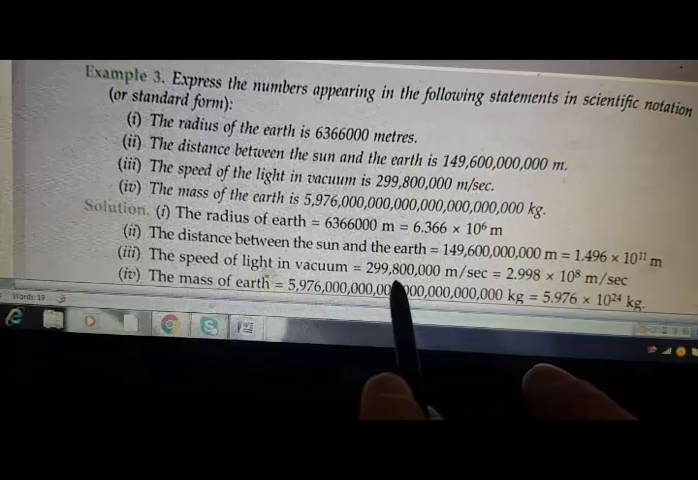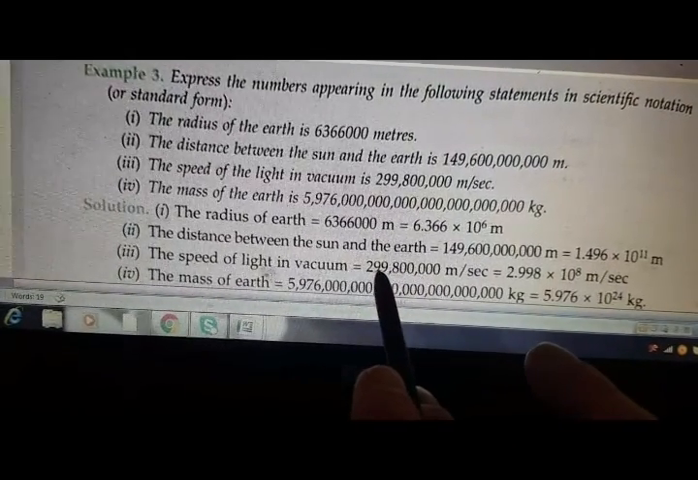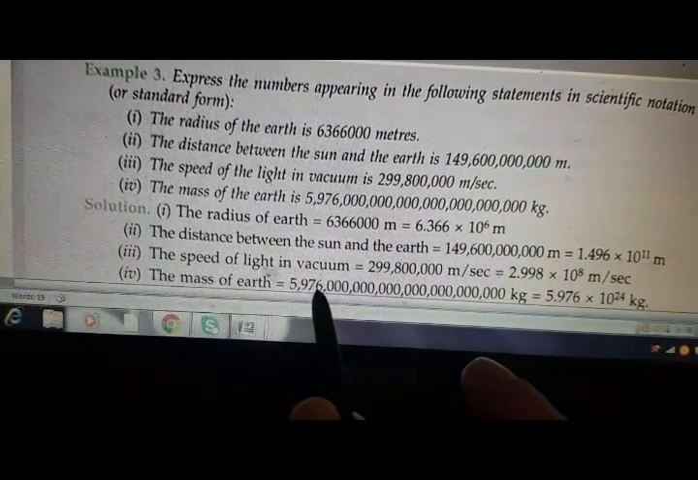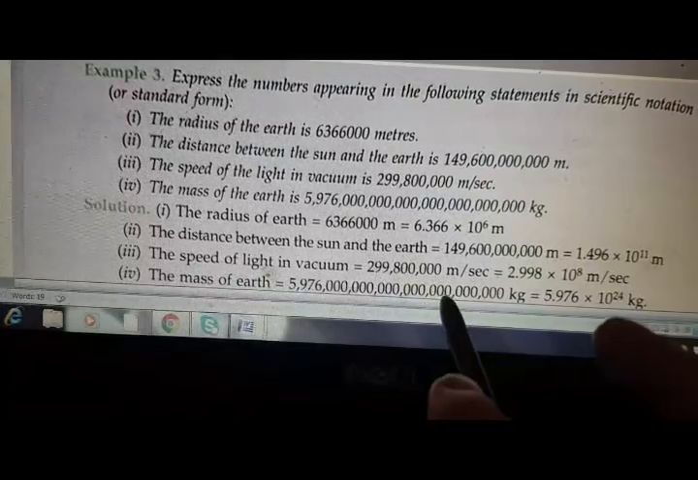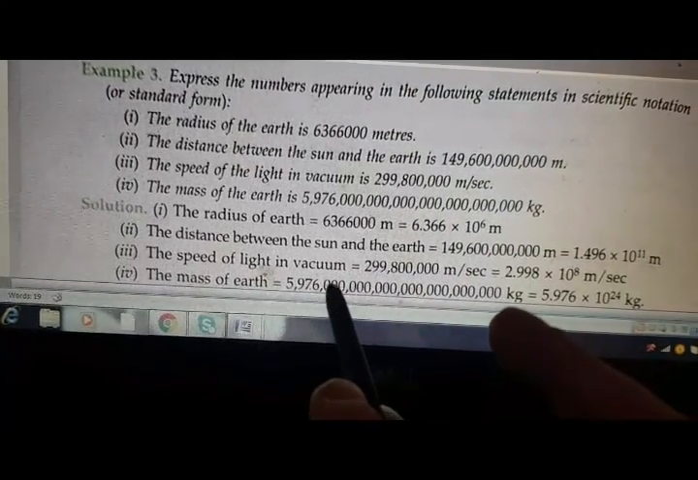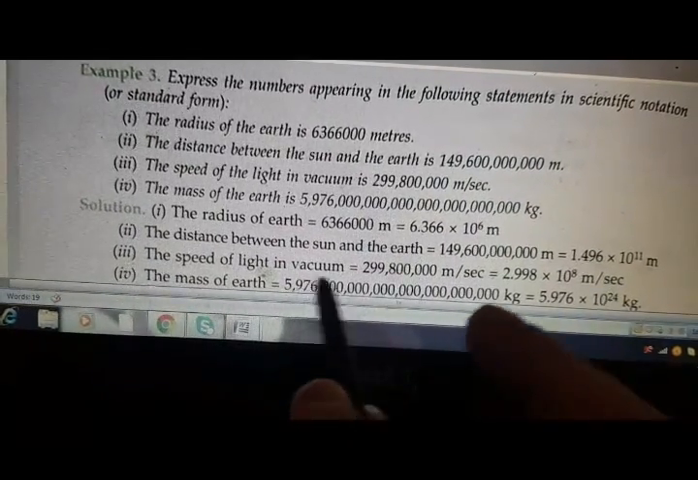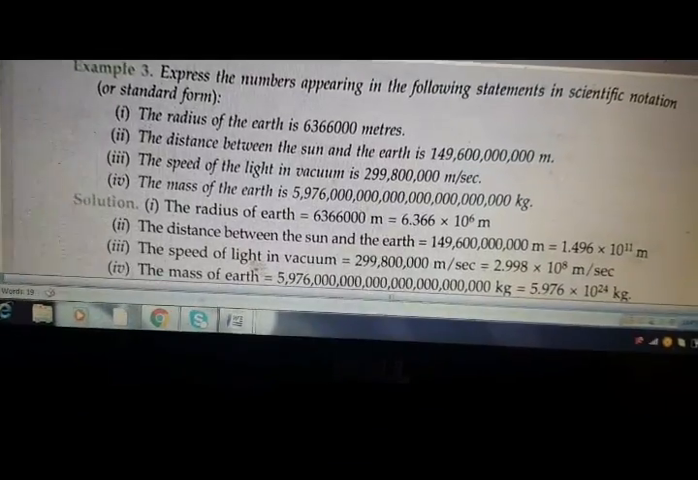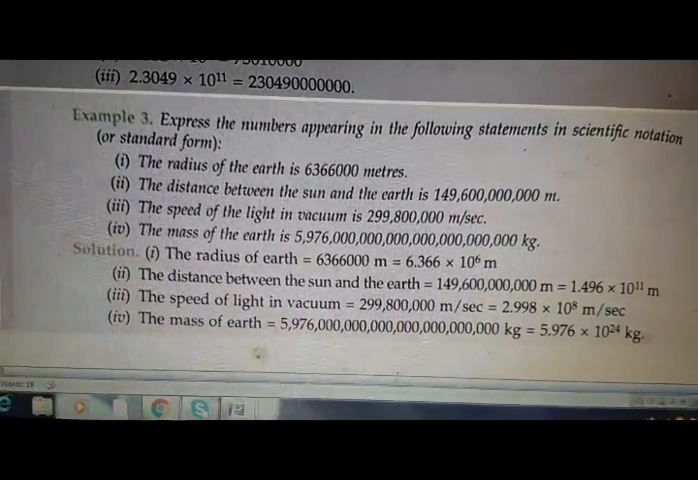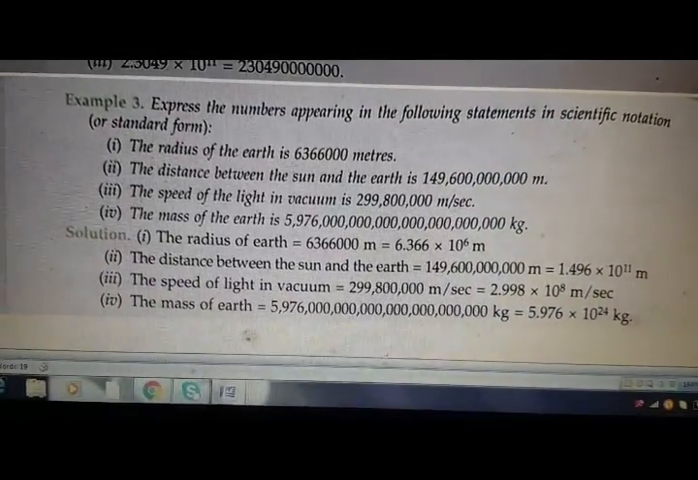Here 2.998 into 10 to the power 8 meters per second, and here 5.976 into 10 to the power 24. And this is how you express the numbers appearing in the following statements in scientific notation or the standard form.